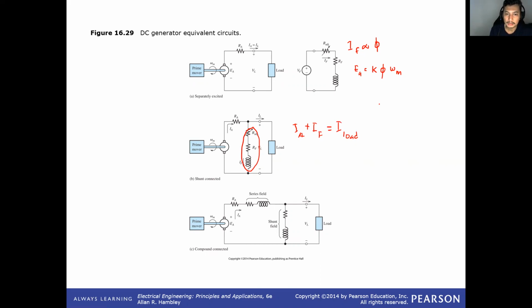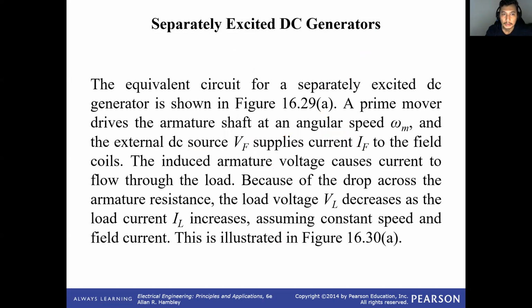And the last one, should be the compound, not a series. This is the compound, where, as mentioned before, the circuit is a combination of series and also parallel. But we are only concentrating on this one, the separately excited DC generator.